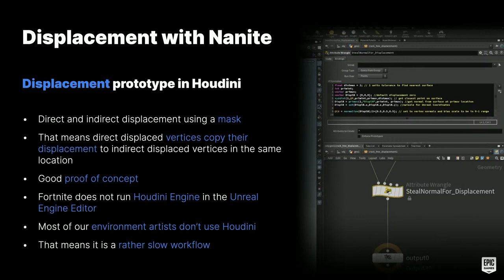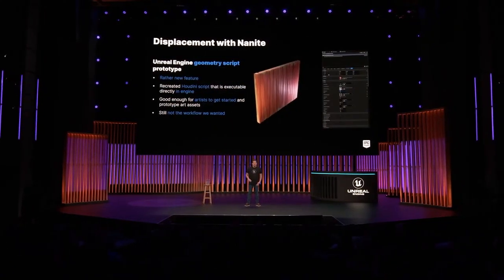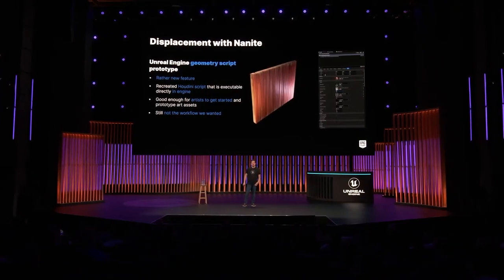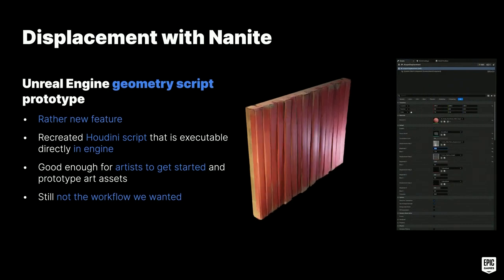But sadly, we don't use Houdini Engine with our editor Fortnite builds. And our environment artists don't really use Houdini itself to model the environment assets. This meant this workflow would be rather slow. Around this time, a new feature called Geometry Script was brought to our attention. And with the help of our engineers, we were able to recreate the Houdini script inside of Geometry Script, inside the engine. And it was actually great. It was really fast, and our artists were able to get started making prototype assets. But still, this involved quite some manual labor, and it was not the workflow we wanted.